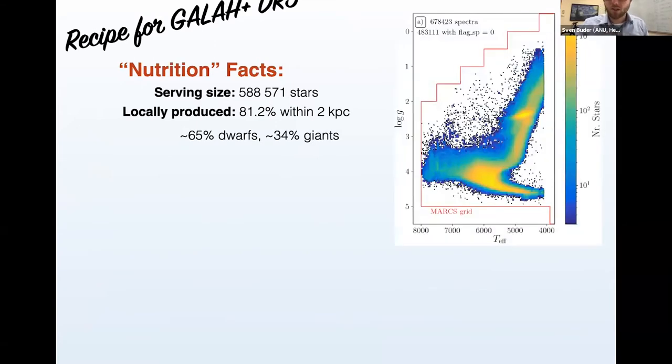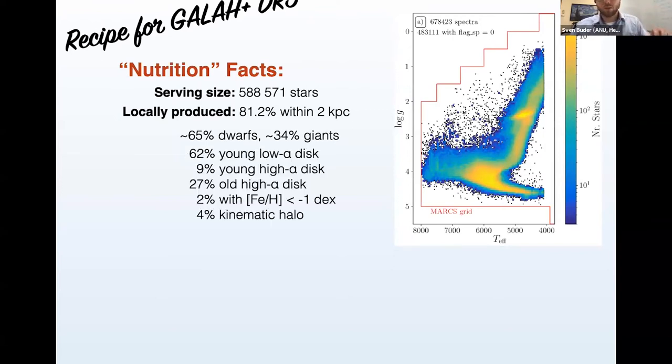And you can see that here in this density plot where I'm just showing you the density of effective temperature versus surface gravity. So on the bottom, you see main sequence and turnoff stars. And then you see in the top right, RGB stars or red giant branch stars and an overdensity of red clump stars. And we have a good mix of all different kinds of galactic populations.